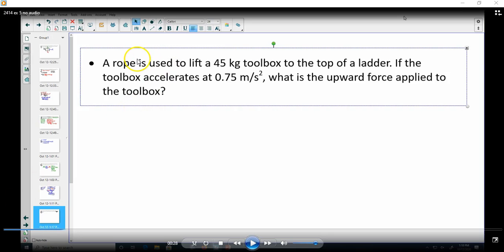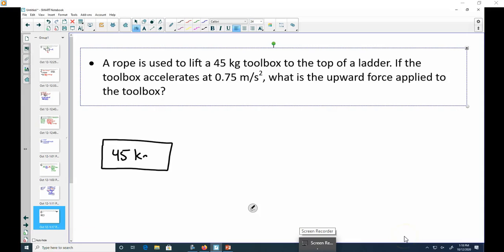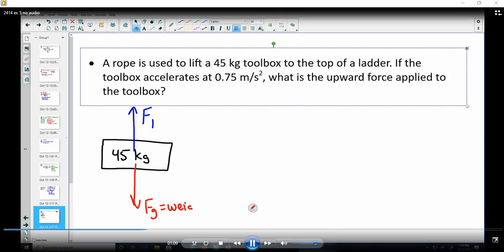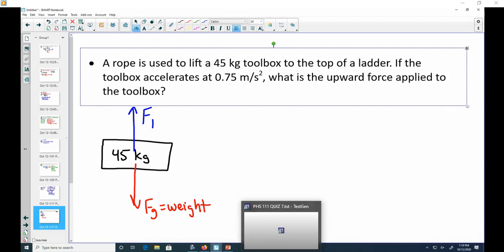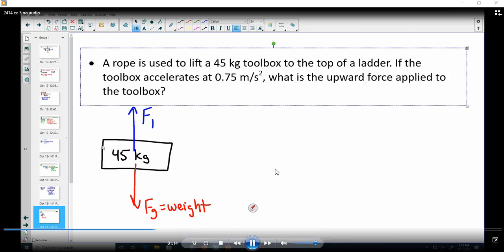Well, if you're lifting up on the toolbox, then we need to consider the forces that are acting on the toolbox. So here we have the 45-kilogram toolbox, and we have the force of the person lifting up on it, as well as the force of gravity pointing downward. In this case, the force of gravity on that 45-kilogram toolbox is just the weight.